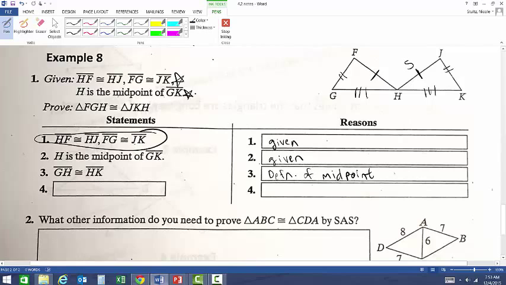I now have enough info to use side, side, side. So let's finish it up. Triangle FGH is congruent to triangle JKH. That's what I was asked to prove. And that is the SSS theorem.